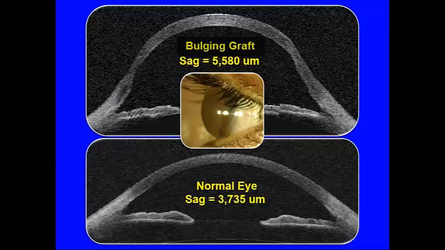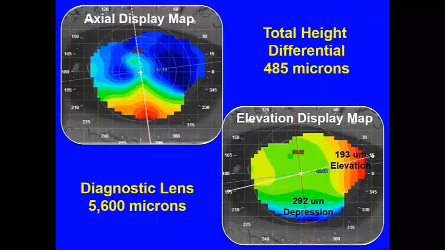Perhaps the most difficult patient for us to manage in clinical practice are patients who have had significant bulging of their graft. Here we see one such patient wearing an Ampleye lens design. You can see the sagittal depth of that bulging graft at a chord of 15 millimeters is 5,580. You could see, just for purposes of comparison, down below we have a normal eye, which is 3,735 microns. A huge difference in the height of those two eyes.